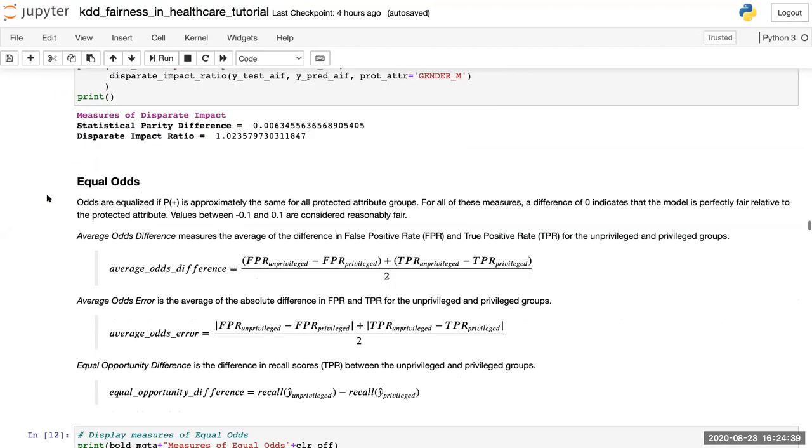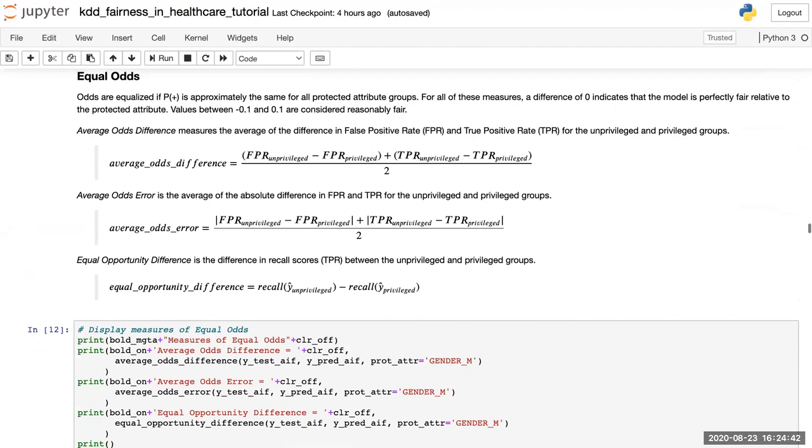So next are measures of equal odds. As a reminder, for equal odds to be true, the probability of positive prediction must be approximately the same for all groups. The average odds difference is the average of the difference in false positive rate and true positive rate between the two predicted groups. Next, the average odds error is the average of the absolute difference in false positive rate and true positive rate between the protected groups. And the equal opportunity difference is the difference in true positive rate. So it's the difference in the recall scores between the different groups.